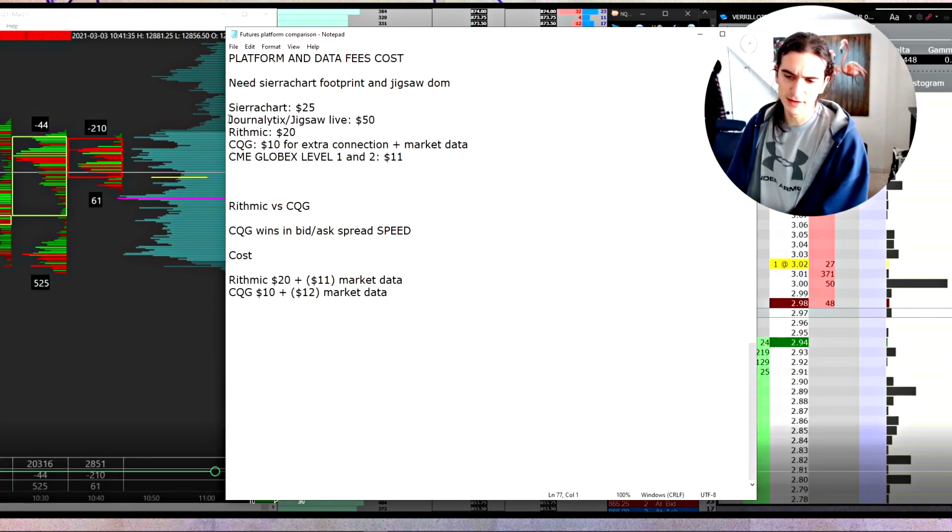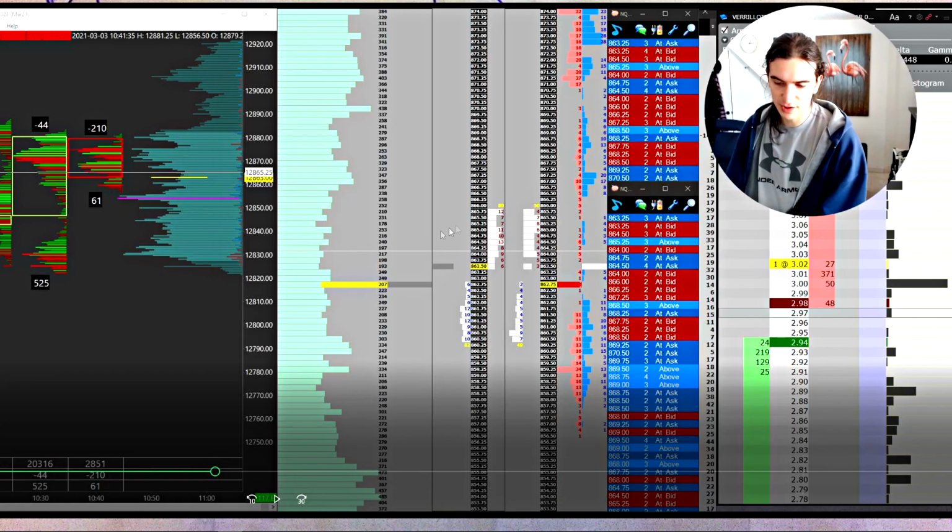The next thing is the Jigsaw live execution fee. Jigsaw is a platform that you buy and then you own it forever.